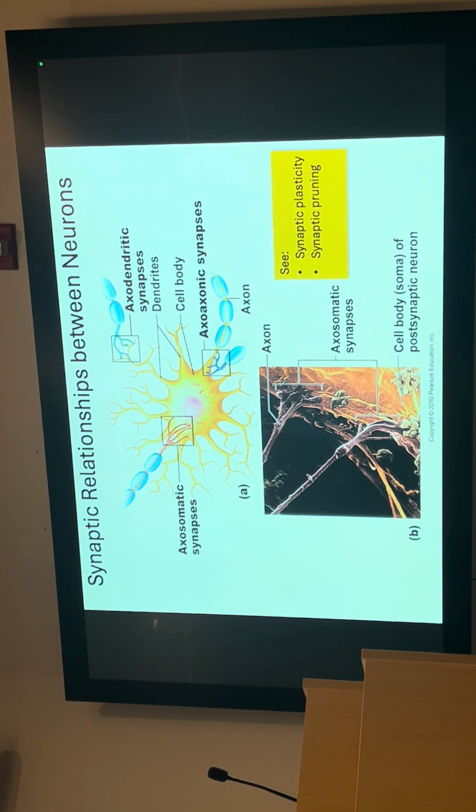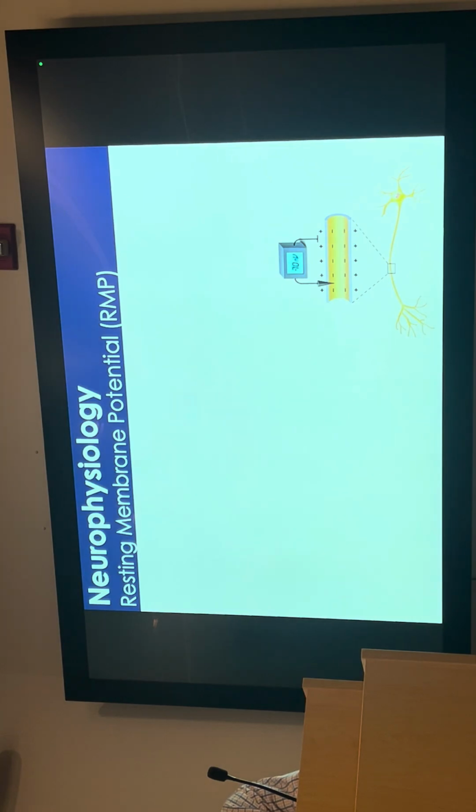So this one we called, I didn't say the word before, axo-axonic. It's a little redundant, but axon to axon. Axon to body, axosomatic, axon to dendrite, axodendritic. Just know what those terms mean. We'll talk a little more about plasticity in a moment.